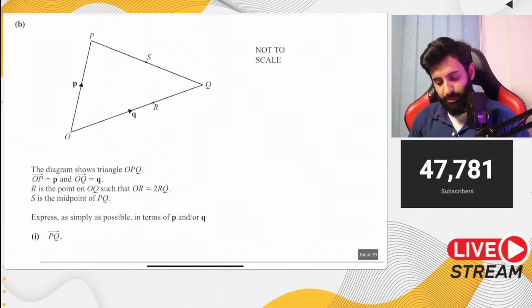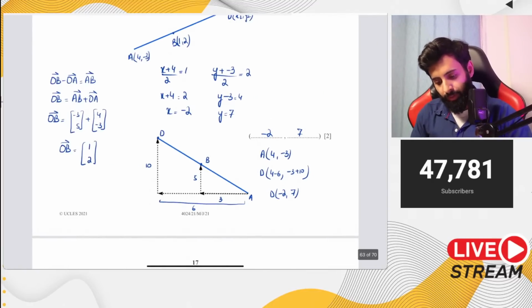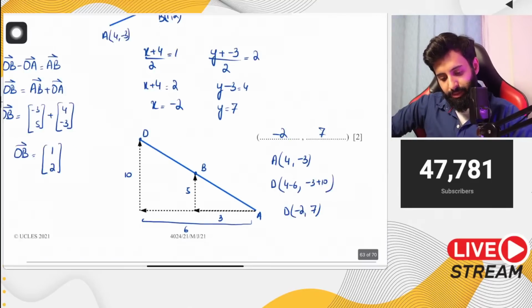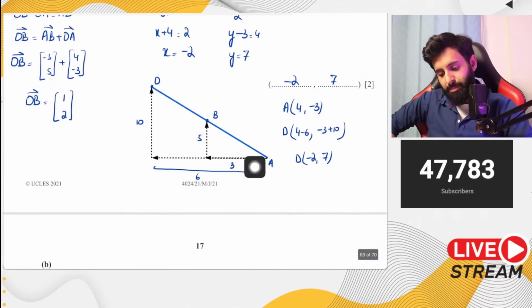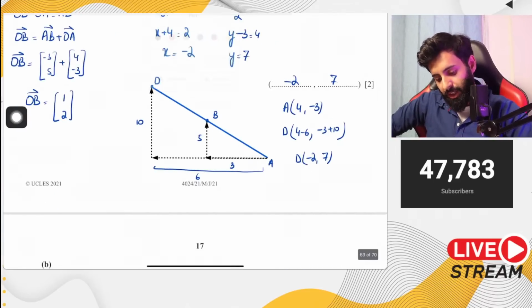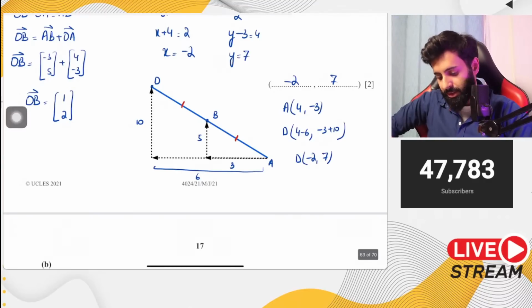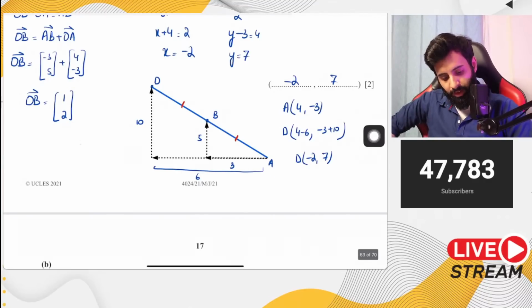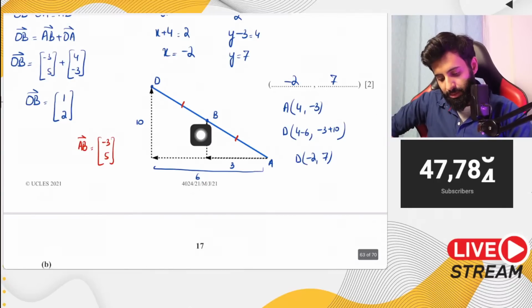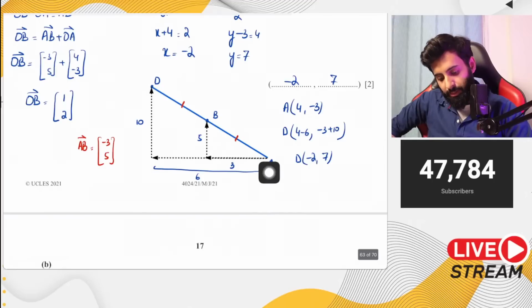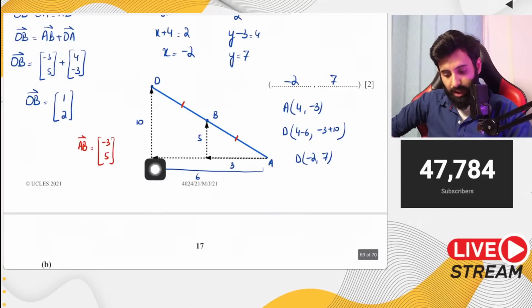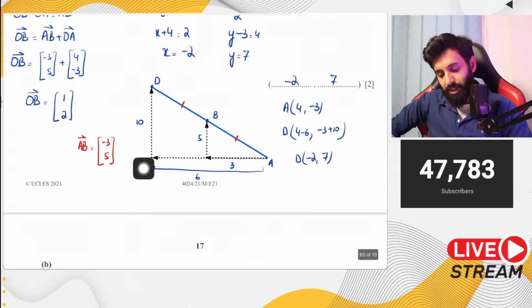Can't understand? Okay, I'll explain it again. देखो. So first of all, the key statement over here is that B is the midpoint of AD. Now, if B is the midpoint of AD, that means whatever distance AB is, BD will also be the same distance. Now, what's the vector AB? The vector AB is minus 3, 5. That means in order to go from A to B, we're moving 3 units to the left and we're moving 5 units up. That means if I want to go from A to D, I'll double that. I'll move 6 units to the left and 10 units up.